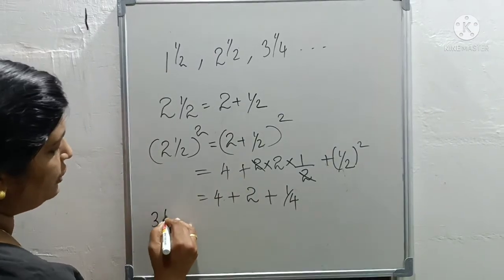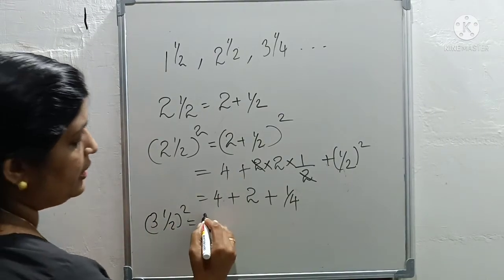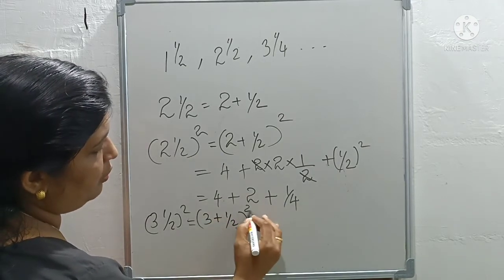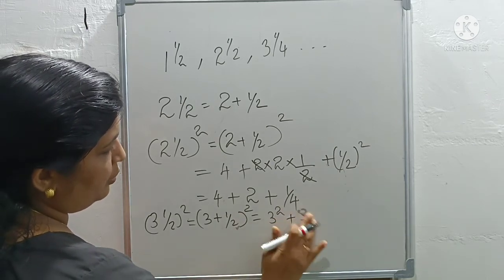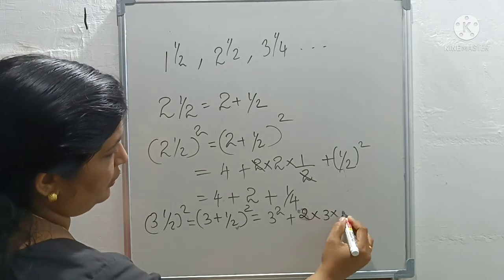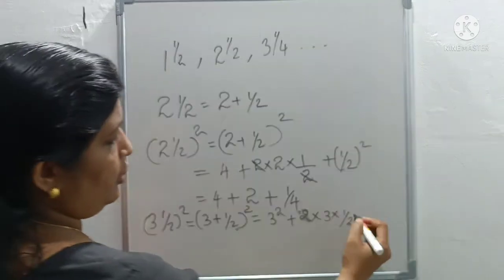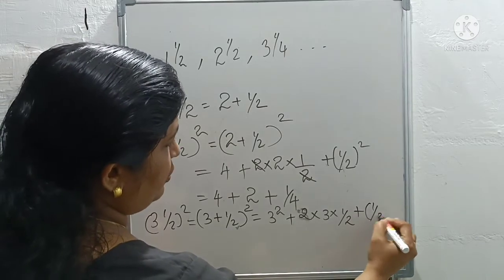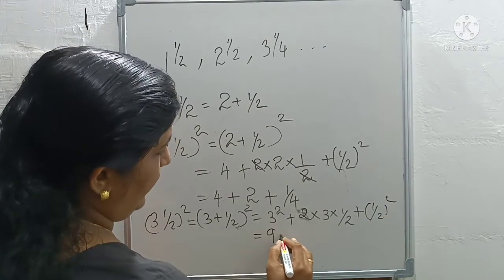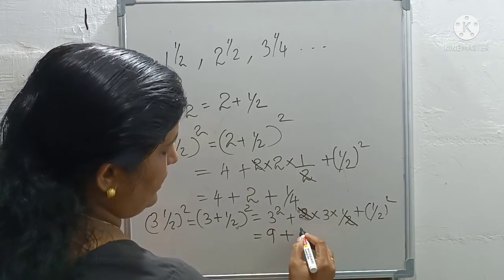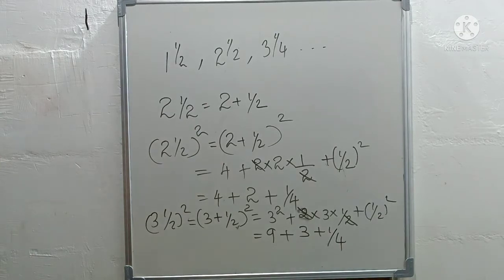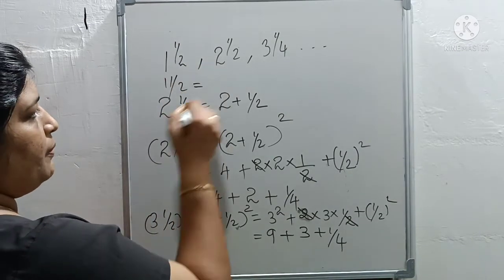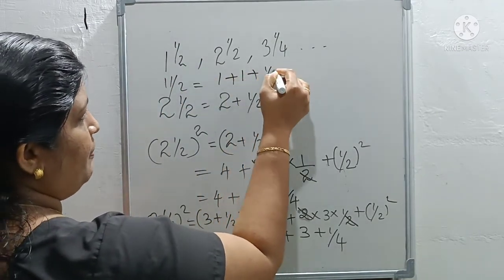Now we are going to find out 3 1/2 whole squared. That is equal to (3 plus 1/2) whole squared. Then using (a plus b) whole squared, we have 3 squared plus 2 into 3 into 1/2 plus (1/2) whole squared. So that is equal to 9 plus, here also we can cut this, 9 plus 3 plus 1/4. What about our 1 1/2 squared? Yes, it is equal to 1 plus 1 plus 1/4.